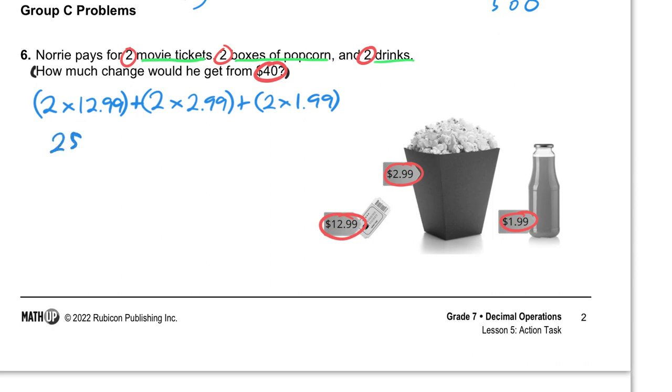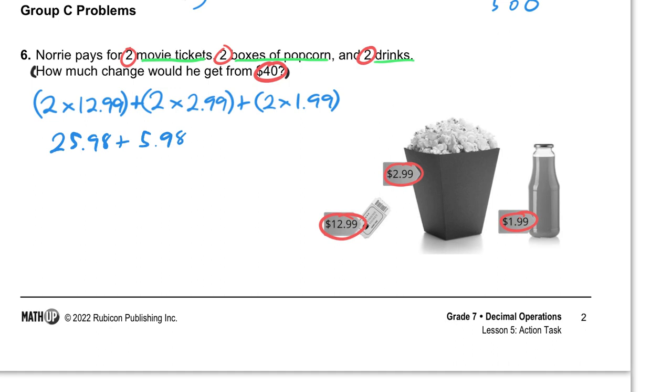So the first one is $25.98. Next, we're adding 2 times almost 3. So let's do that. 2 times 3 would be 6, but now I've gone 2 cents too many, so I should add $5.98.